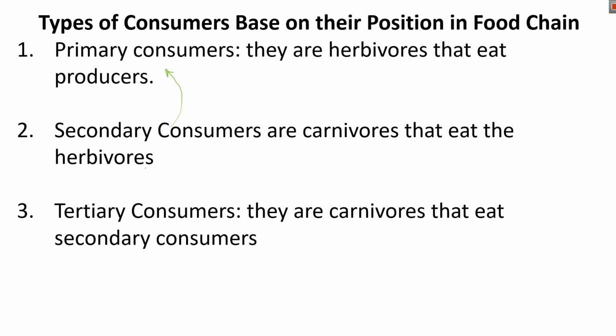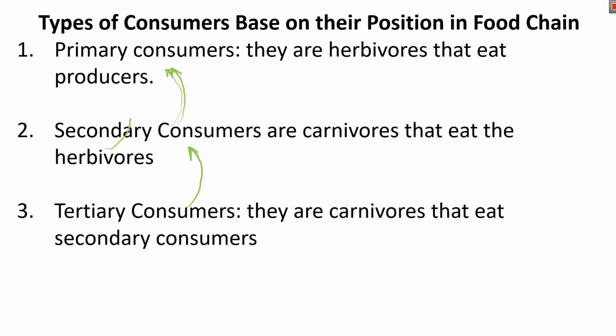After you finish secondary school, you go to tertiary institution. That is like a university. Tertiary consumers are carnivores. They eat secondary consumers. This one is now eating this one. I'm going to show you a picture of it. So the primary consumer will eat the plant. The secondary consumer will eat the primary consumer, while the tertiary consumer will eat the secondary consumer.